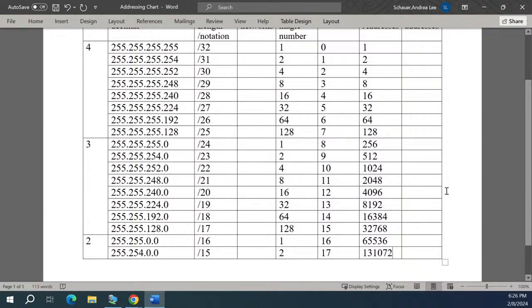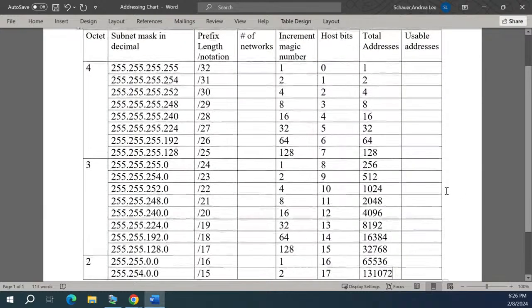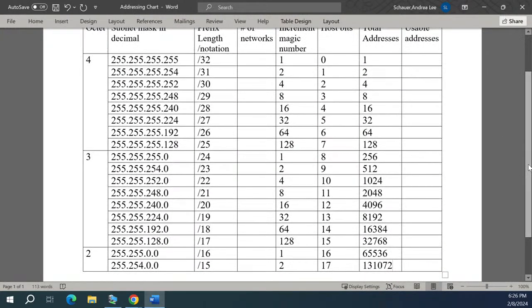Are we good with all this? How we are coming up with these numbers and how they all mix and match, and how we use the total number of bits to figure out the total addresses. So then what about usable addresses? What do you have to do? You have to subtract 2. Why do you have to subtract 2? Exactly. 1 for the network, 1 for the broadcast. So go ahead and fill in that column.